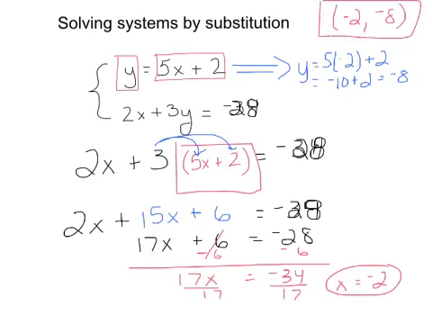And then of course I'm able to check that answer. What's 2 times negative 2 plus 3 times negative 8 equal? And if it's equal to negative 28, I'm set. So negative 4 plus the negative 24 is going to be negative 28, which is what I had here, so it checks. Okay, let's do another one for an example.